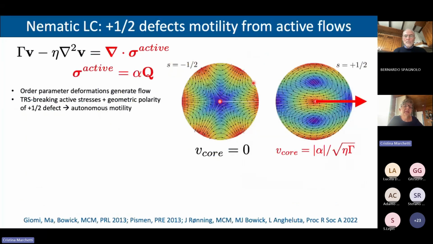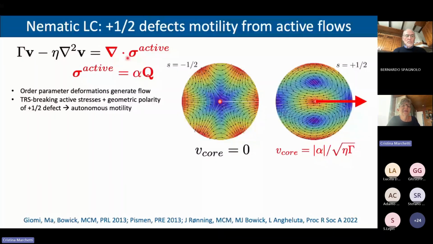And in fact, it's rather easy to understand why defects become motile in active systems. I've written here a very simplified version of the Stokes equation, controlling force balance, that displays perhaps more clearly that active stresses act as a source for flow. So if you insert on the right-hand side of this equation the texture, the form of Q corresponding to, say, a -1/2 or a +1/2 topological defect, you can then solve this equation and find the flow that such a texture generates. This is just a linear equation.